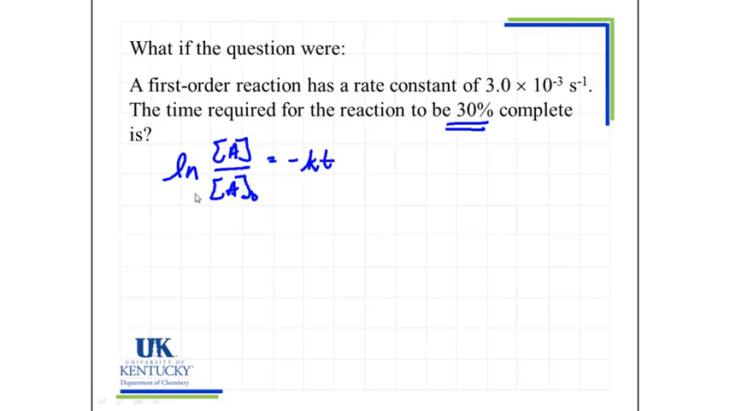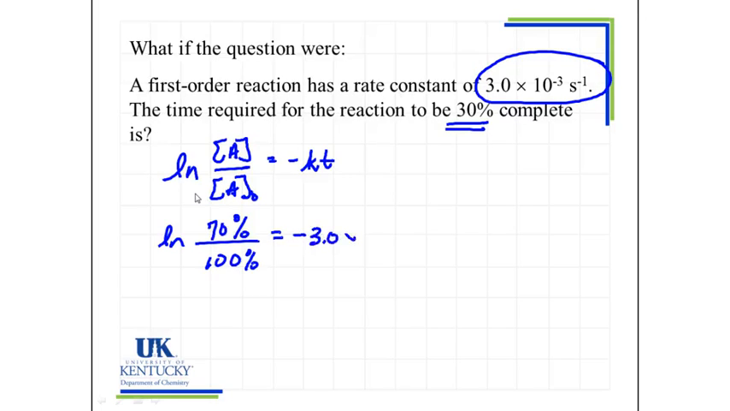30% complete is 70% still there. So what we know is if we started with all of it, that would be 100. And that's not a concentration, but this ratio would be the same. It works in percentages as well. If I started with 100%, if it's 30% complete, be very careful here, 70% is still there. So we've got the 70 over 100, or we have 0.7. And this is the same rate constant, 3.0 times 10 to the minus 3 seconds to the minus 1 here, and we can solve for the time it takes to do that.